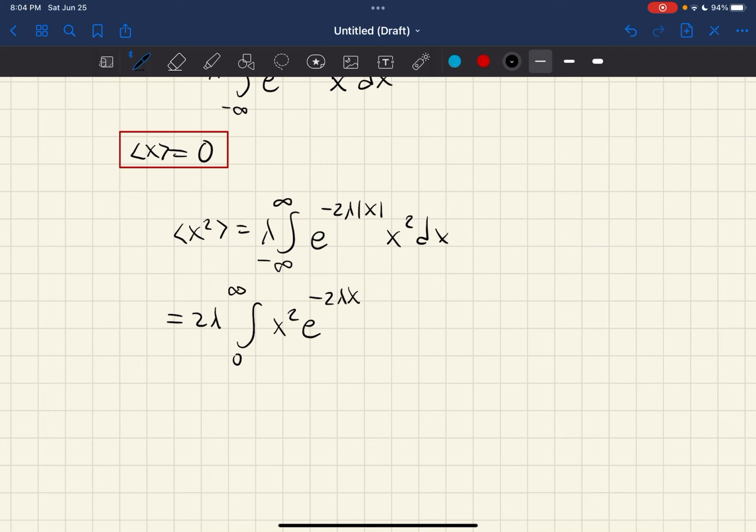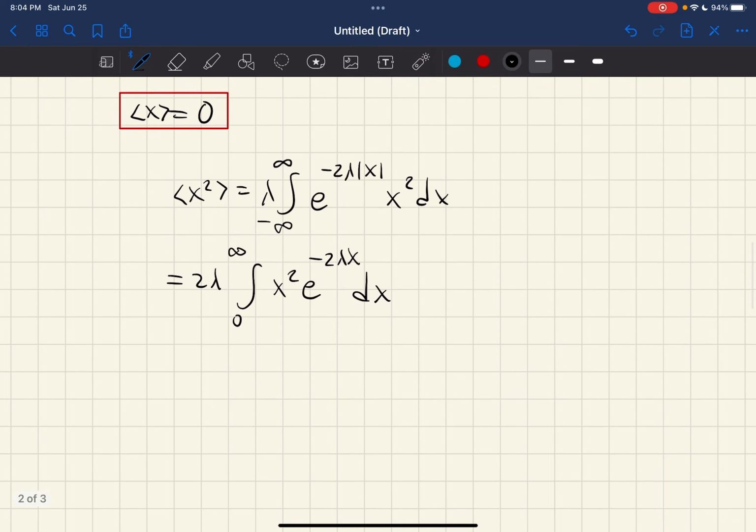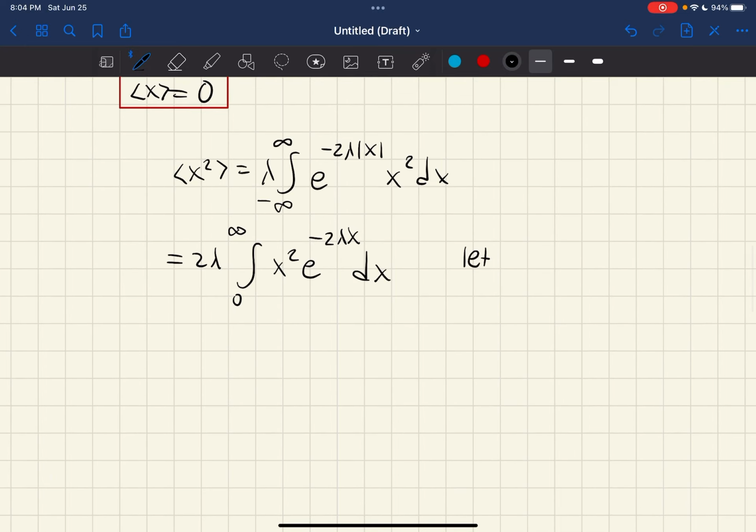And we'll just drop those dx. So let's just do integration by parts. We're going to need to do it twice. So we'll let u equal x squared and du equals 2x dx. And we'll let dv equal e to the minus 2 lambda x dx. So therefore v, when integrating, equals e to the minus 2 lambda x over minus 2 lambda.